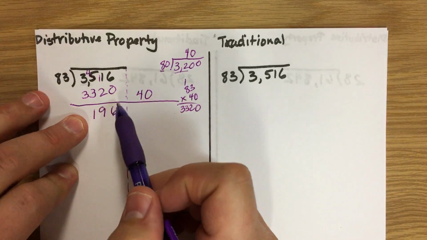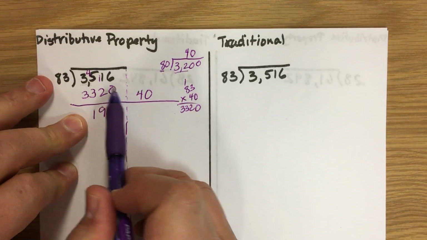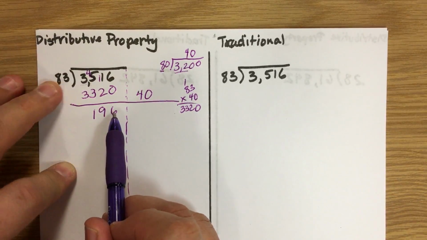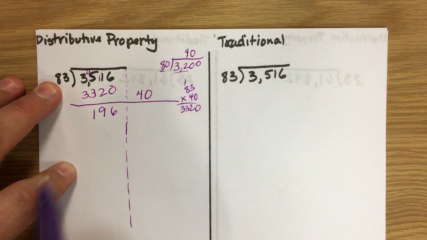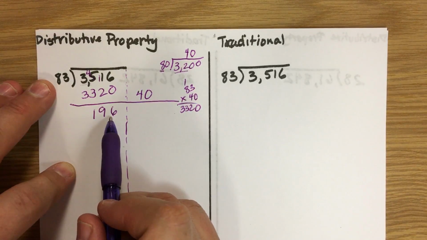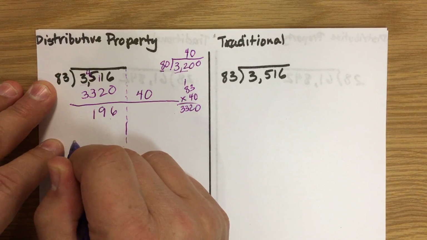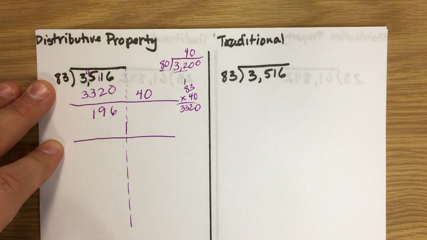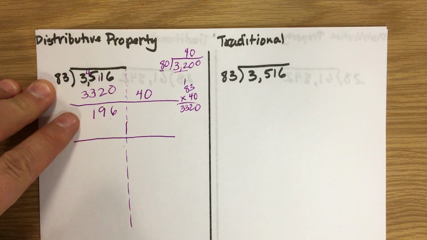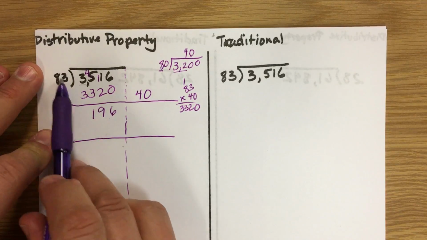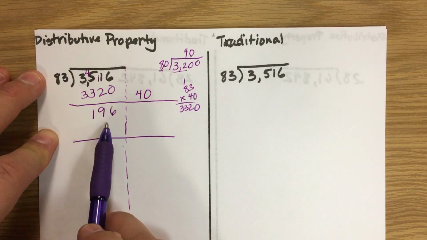So what this process is showing me is that I've divided this much of this number already, and now I have to divide this much of the number that's left. So I'm looking at what's left, and I'm asking myself, how many times can 83 go into 196? Well, that's pretty close. This is close to 200. That's close to 100. So I'm going to say this can fit twice in there.